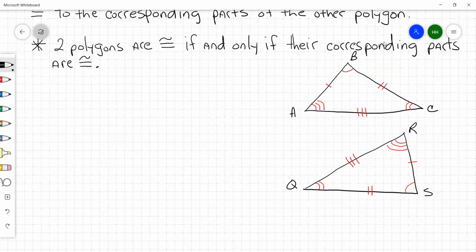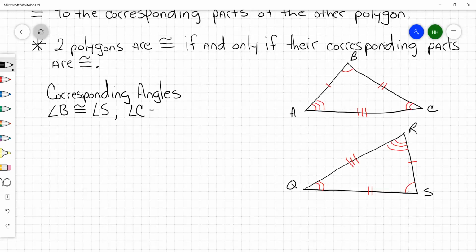So first things first here, we're going to list corresponding angles. So angle B is congruent to which angle? Angle S, good, because they both have 1 arc mark. Angle C is congruent to Q, good. And then we got angle A. Angle A is congruent to R, good. So those are your corresponding angles, and they're all congruent to each other.